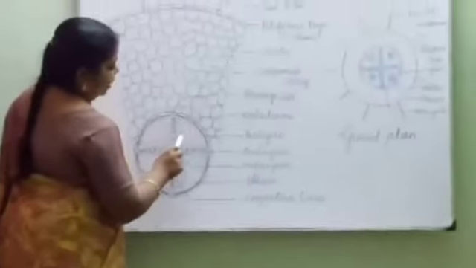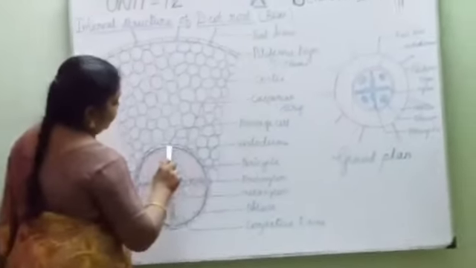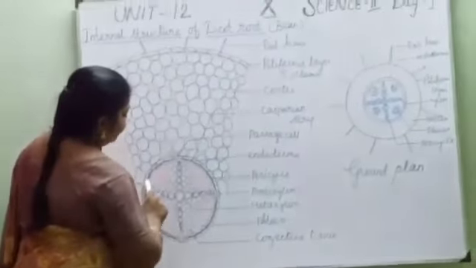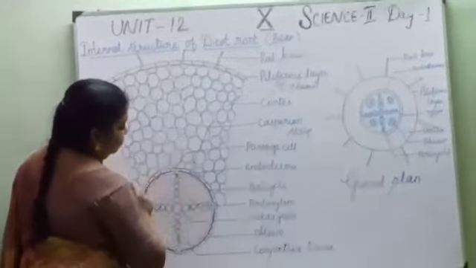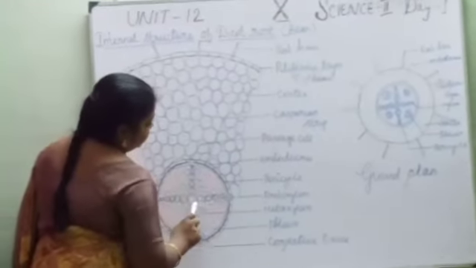Next, stele. All the tissue inside the endodermis is called stele. It consists of pericycle, xylem and phloem. Next one, pericycle. The outermost layer of the stele is next to the endodermis, the pericycle. It is also made up of thin-walled parenchymatous tissue. It is the site of origin of lateral roots.